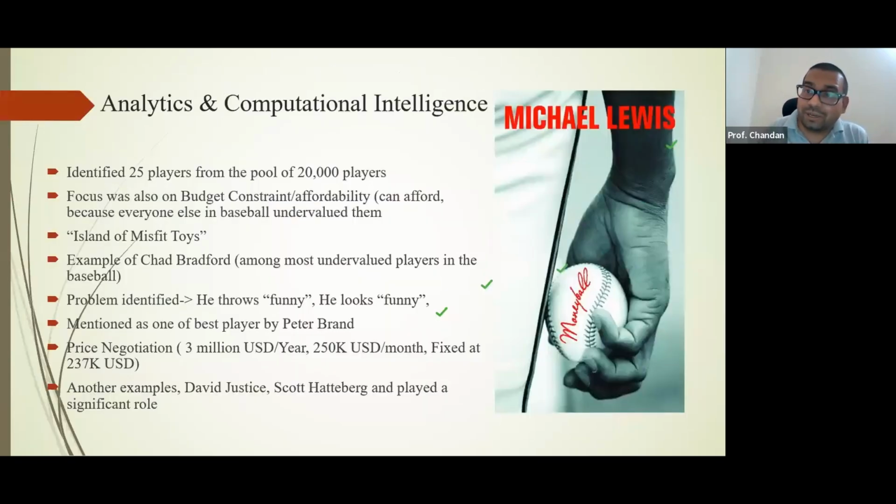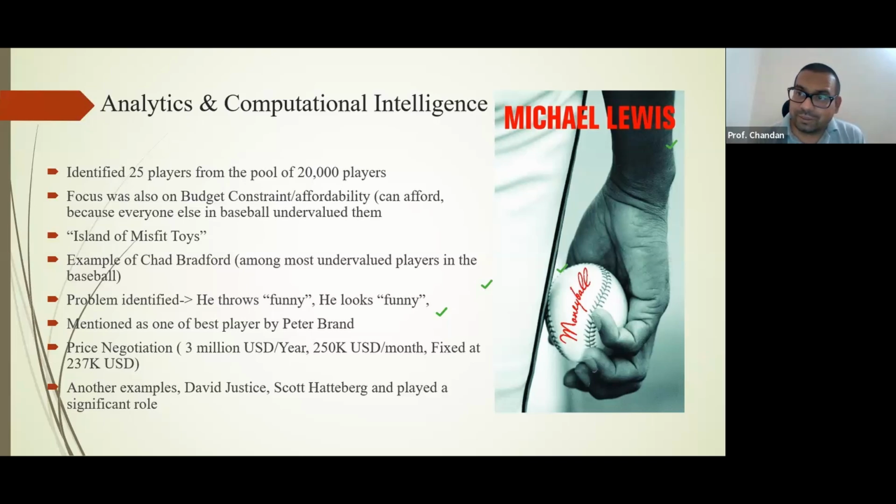And that is the reason Peter Brand, from a pool of 20,000 players, using algorithms and optimization techniques, identified 25 players. And he quoted that this player, Chad Bradford, is one of the most undervalued players in baseball. He mentioned him as one of the best players identified by Peter Brand.